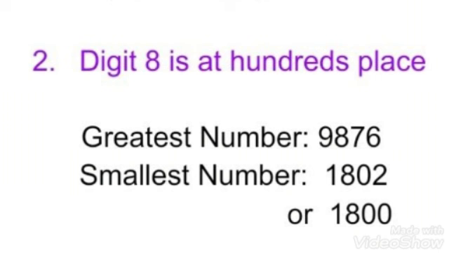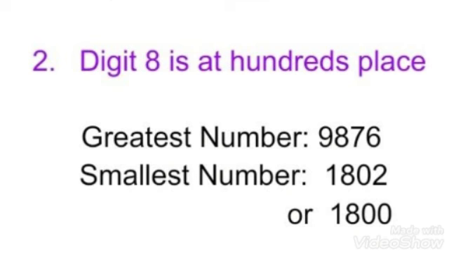See here, what is the condition? Digit 8 is at the hundreds place. What is the greatest number? 8 should come in the hundreds place. So 9, 8, 7, 6 or 9, 8, 5, 6, 2, 3, something you can write. That is all greatest number only. But the number should start with a 9. The smallest number is 1802. The 8 is in the hundreds place. Also you can write 1800 or 1811. Like this you can try many other ways, but the 8 should be in the hundreds place. You should not write it in the other places.